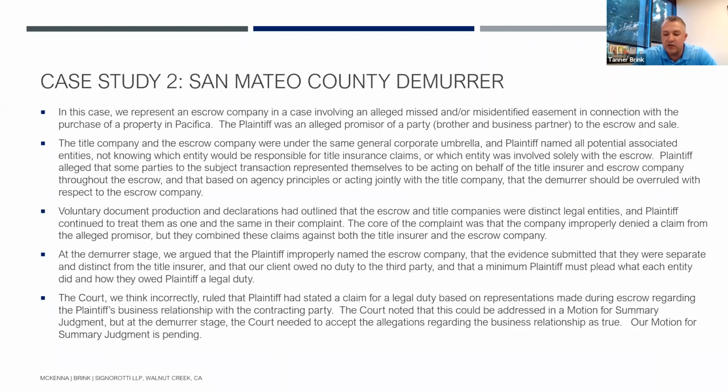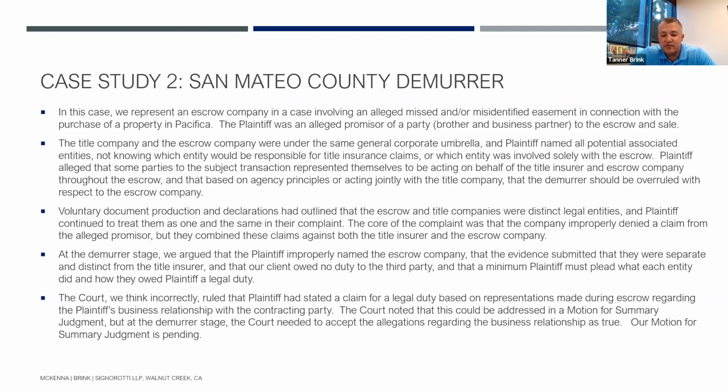The second case I want to go over concerned a Santa Clara County demurrer. Somewhat of a confusing case, so bear with me on the facts. Here again, we represent an escrow company involved in alleged missed easement in connection with the purchase of property. The plaintiff in this case was not a party to the escrow, but was an alleged promisor and brother and business partner to the individual who was a party to the escrow and sale. Plaintiff just did a blanket, very general complaint naming all potential entities under our client's corporate umbrella. And then they didn't describe who did what and what they thought was negligent or stated a viable cause of action. They just grouped everyone together.